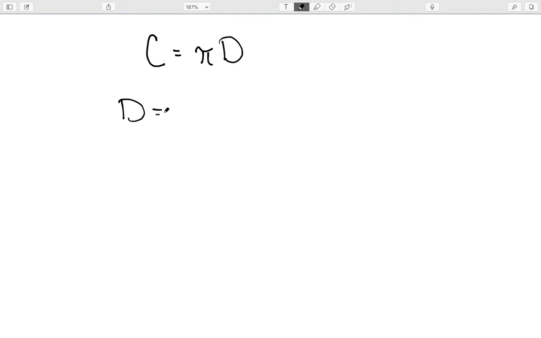Since the diameter is 2 times the radius, we also have the formula for the circumference, 2 pi r, which is the more commonly known formula: the circumference is 2 times pi times the radius.